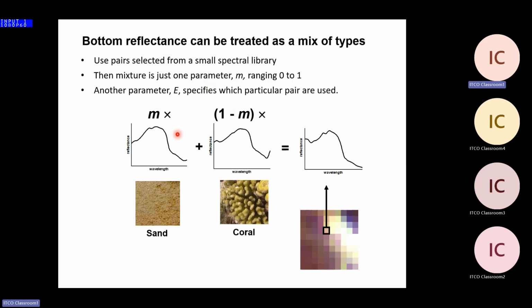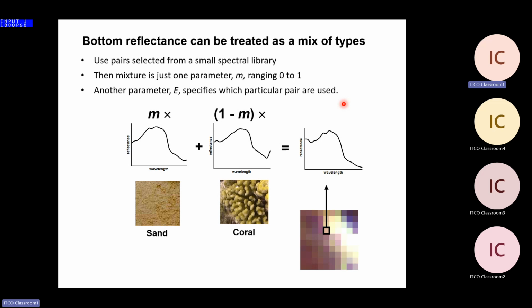So if you thought it was 20% sand, it would be 0.2 times the sand reflectance plus 0.8 times the coral reflectance, and that would give you your bottom reflectance. So that's a way to handle variability in the bottom reflectance. Usually you have a spectral library of maybe, I use like 6 different reflectances, and you can have any pair of them and you can mix them.